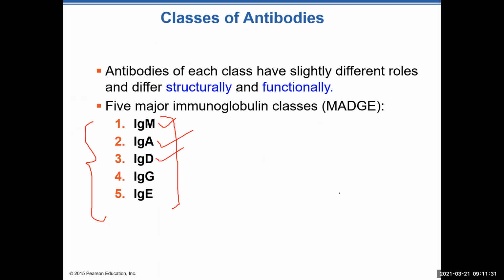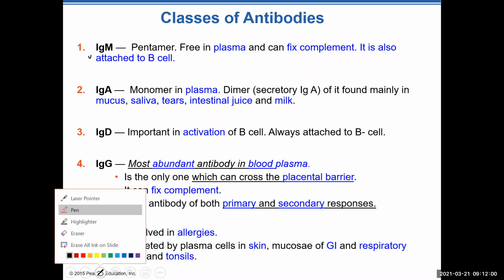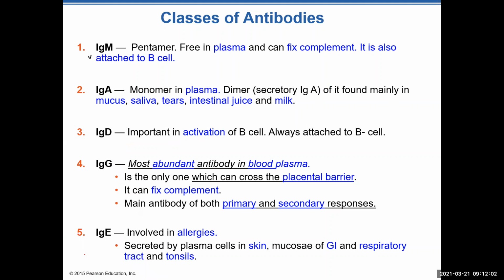We move on to a very important topic, the different types of immunoglobulins and the different roles they play. When we say that there are 5 classes of immunoglobulins, you can remember them by the mnemonic MADGE. We start with IgM, immunoglobulin M. Ig means immunoglobulin.